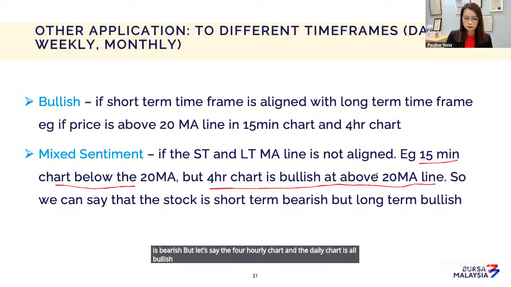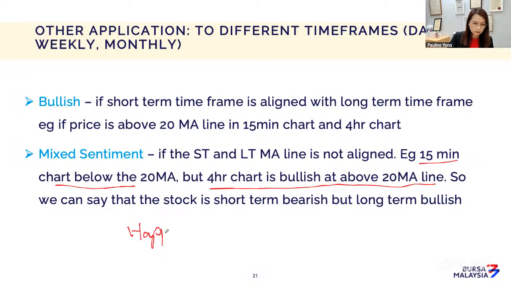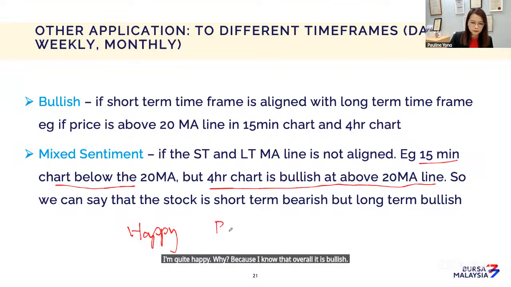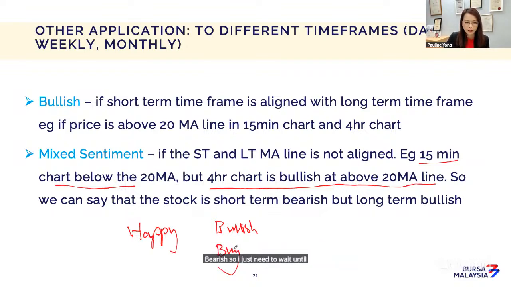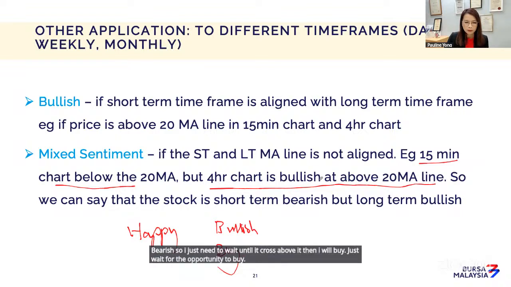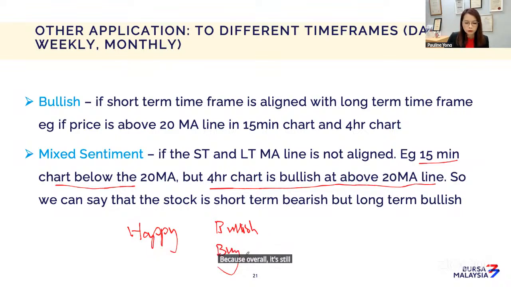This kind of chart, I'm actually quite happy. Why? Because I know that overall it is bullish. So with this kind of chart, I will wait for an opportunity to buy. I will not short. I know this is telling me it is temporarily bearish, so I just need to wait until it crosses above, then I will buy. Just wait for the opportunity to buy, because overall it's still very bullish. So I would rather buy than short.